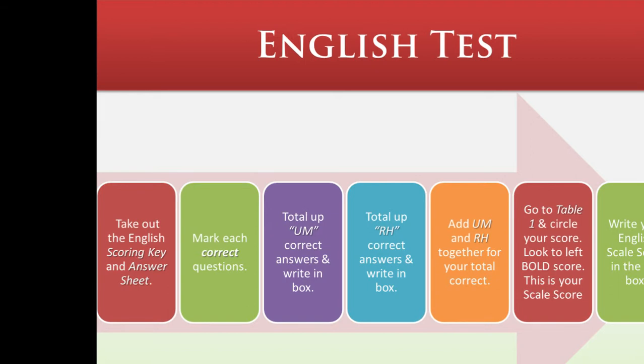ACT tests are always scored on a 36-point scale. Go ahead now, over to Table 1, find the English column, go down to the correct number that you got on the English portion of the test, and circle that number. Now, look to your left on that page at the bold numbers, and this will tell you what your scaled score is for English. Now go to the top of Table 1 and write in your English score here. This tells you out of a 36-point scale how you scored on the English portion of the test.